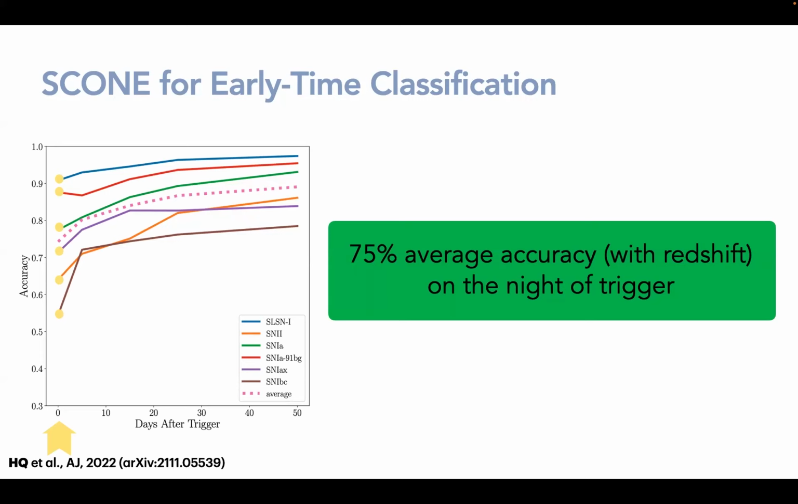And that obviously only increases as the number of days goes on and you get more data. But 75% with very little data is really impressive and definitely will be important for this allocation of spectroscopic resources.